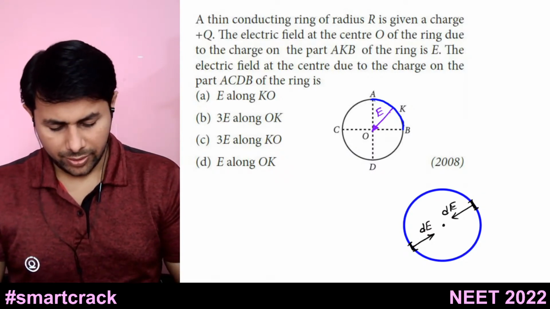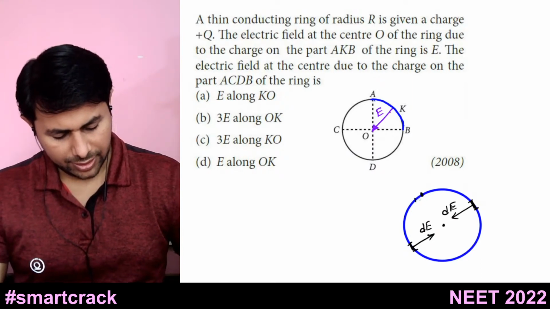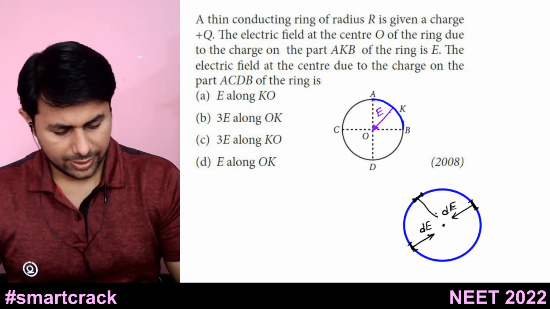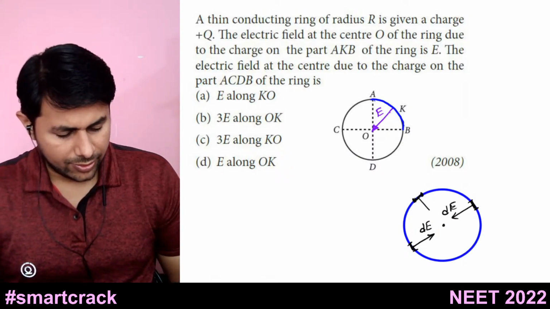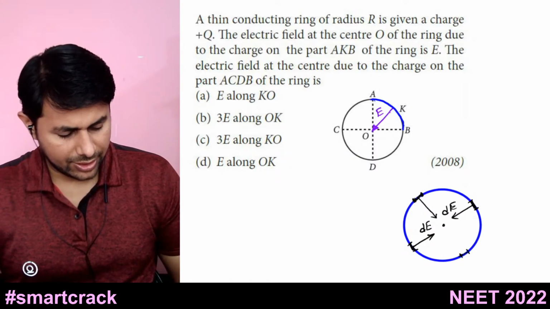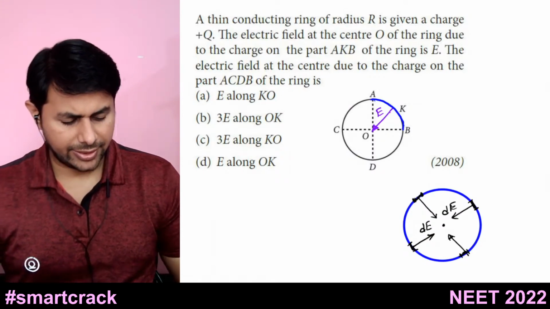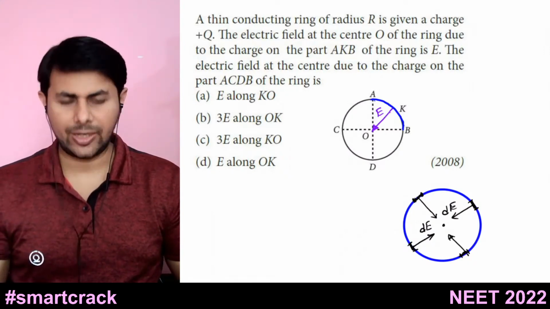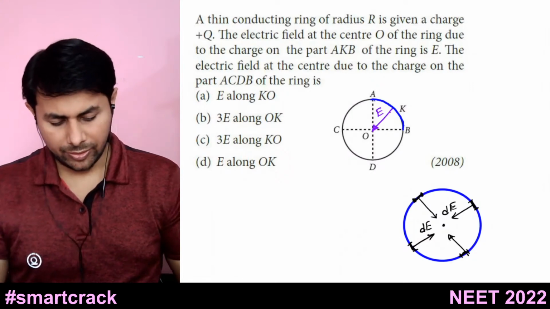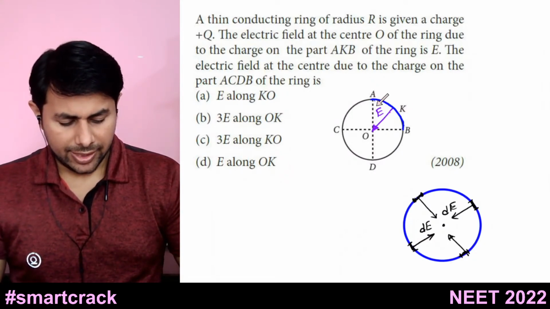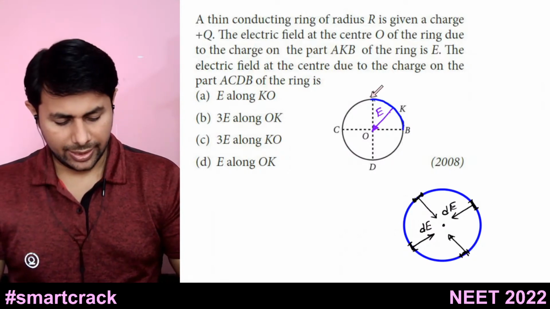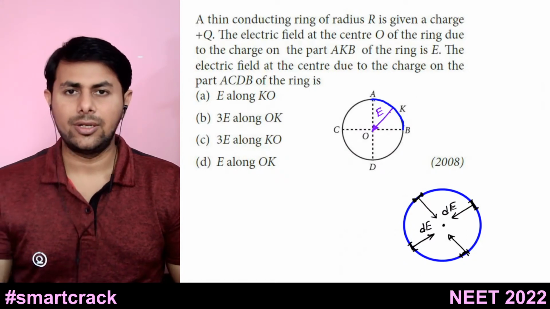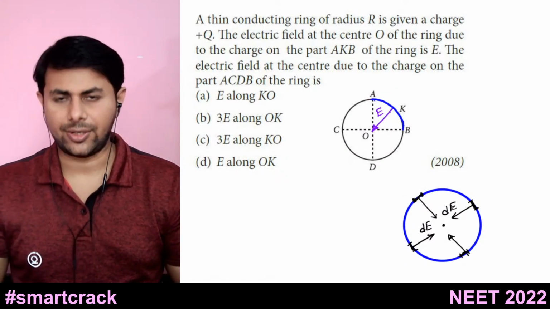So you can consider a segment over here like this. So electric field due to this segment and the electric field due to a small segment in the opposite direction like this, it gets cancelled out. So the net electric field at the center will be how much? 0. Okay, the question is, there is some electric field due to this section, AKB, at the center, and that electric field is E. So how much would be the electric field due to this section?